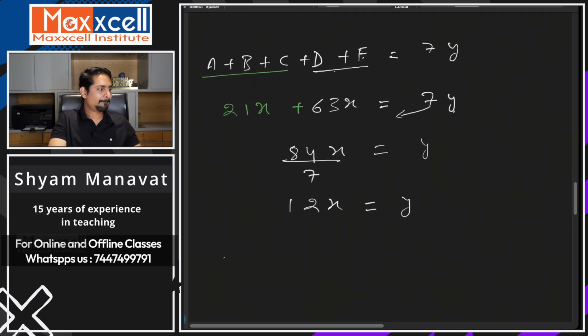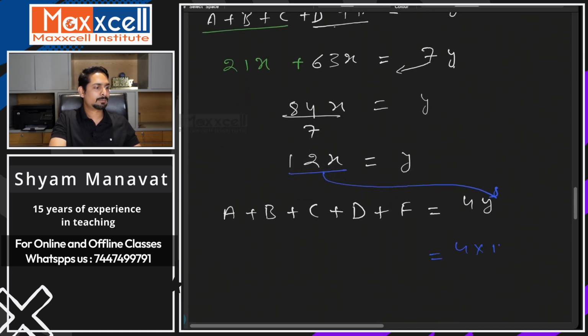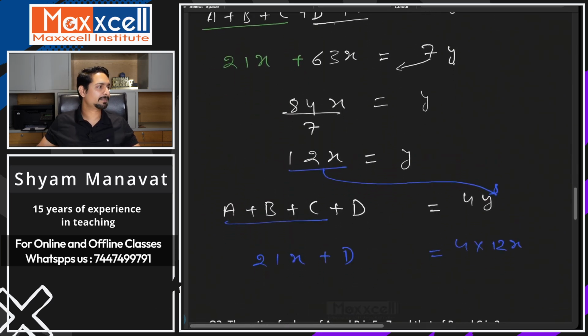If I say A plus B plus C plus D equals 4y, where y equal to 12x, if I substitute y equal to 12x here, I am going to get 48x here. A plus B plus C, I know that is 21x, we have done multiple times here. D I want in form of x, so I'll keep it like this. That's not plus F, that's only with the children. A plus B plus C plus D, that makes 4y. Thanks for correcting me here.